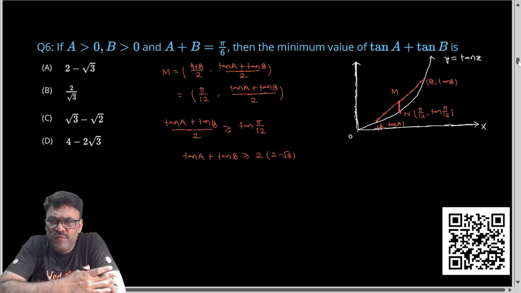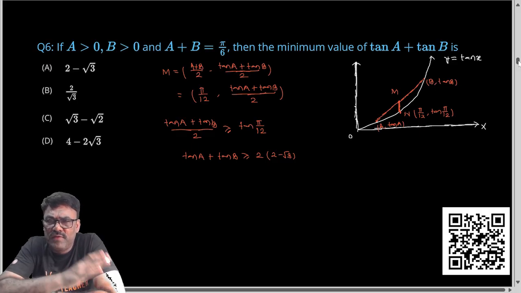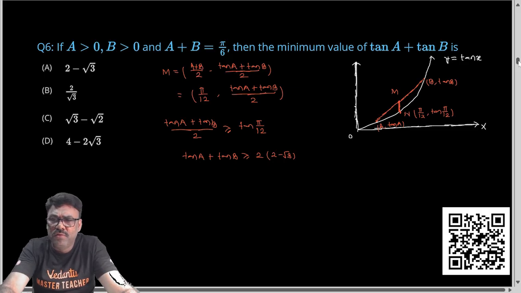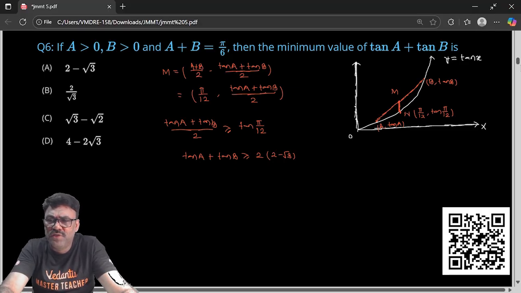There is one more way, using differentiation, you can do. Okay, let's substitute b as pi by 6 minus a. So your function becomes tan a plus tan of pi by 6 minus a. Then differentiate with respect to a and find the point of minimum. So through differentiation also you can do it.